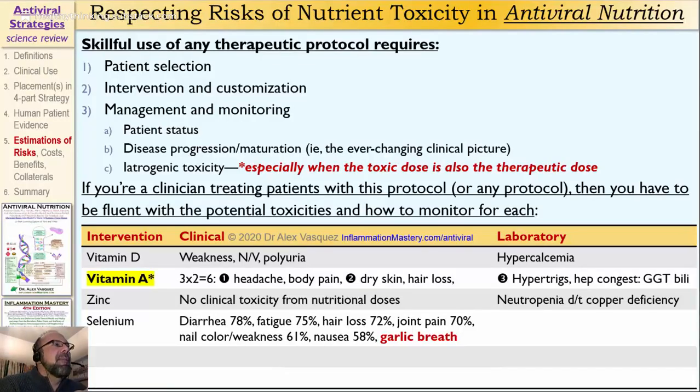sulfur taste in the mouth. And a lot of times that's referred to as garlic breath. That's relatively specific for selenium toxicity. I don't think we see that with any other toxic manifestation of other diseases.